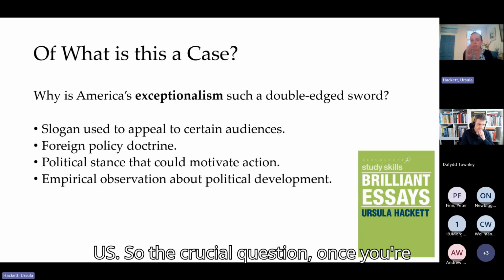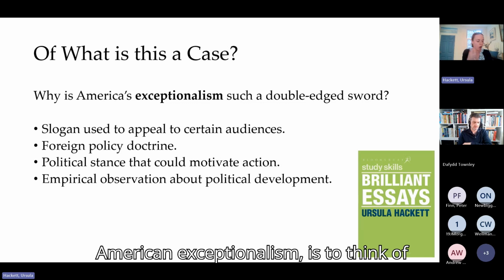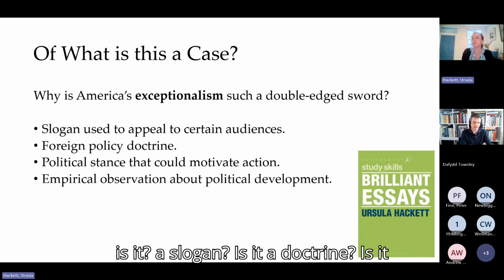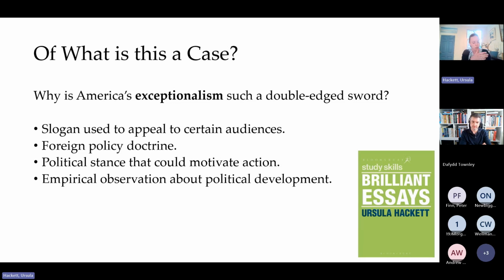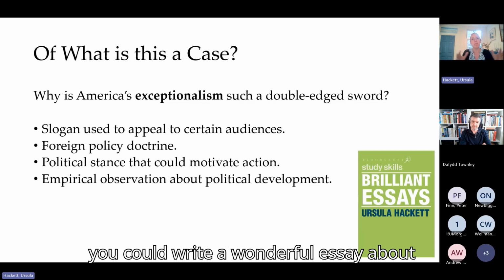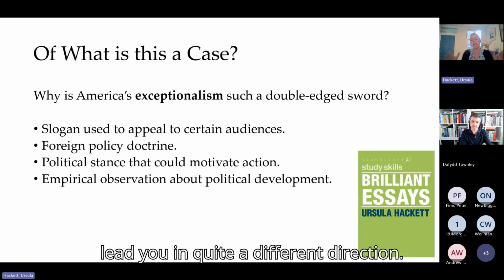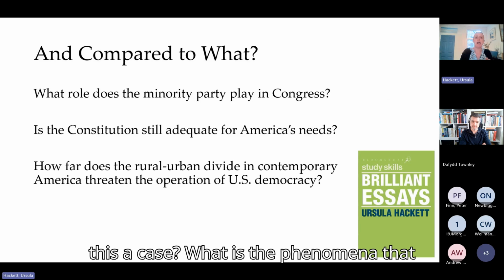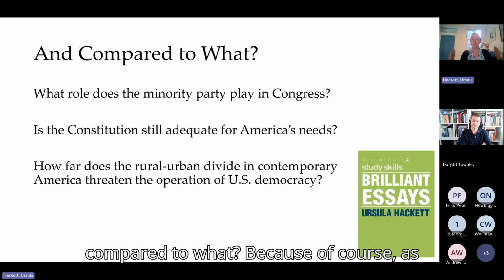So the crucial question, once you're thinking around this term of American exceptionalism, is to think, of what is this a case? What sort of thing is it? Is it a slogan? Is it a doctrine? Is it a stance? Is it an observation? And you could write a wonderful essay about any of these different angles on the question, but each of them is going to lead you in quite a different direction. So the first part of this is, of what is this a case? What is the phenomenon that I'm examining? And the second part is, and compared to what?